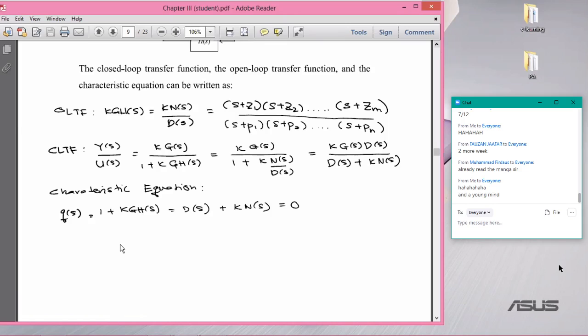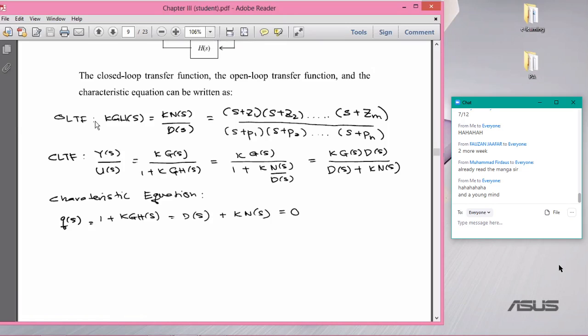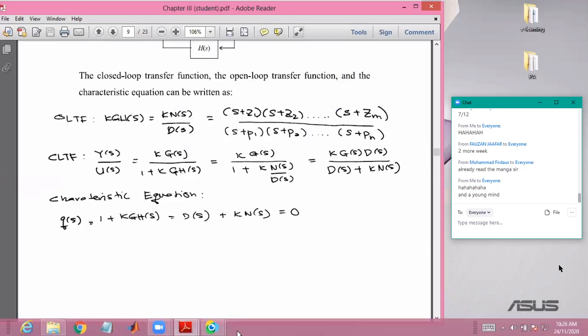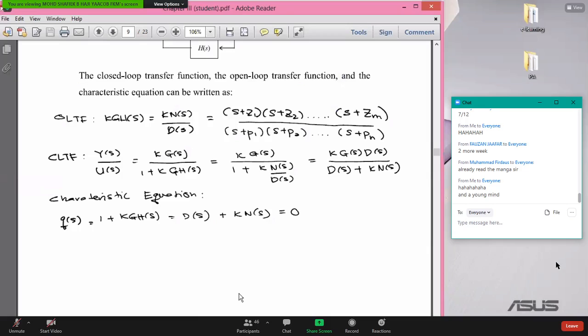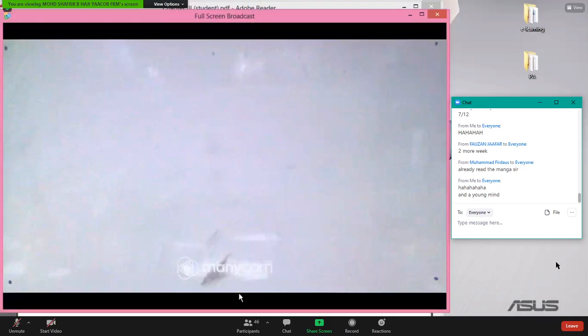when you obtain your open loop transfer function, you can factor out the numerator and the denominator. If you look at the numerator, the value of s that will make the numerator 0 is called the zero. The value of s that will make the denominator 0 is called the pole. Let me explain that using my whiteboard. It will be much better.